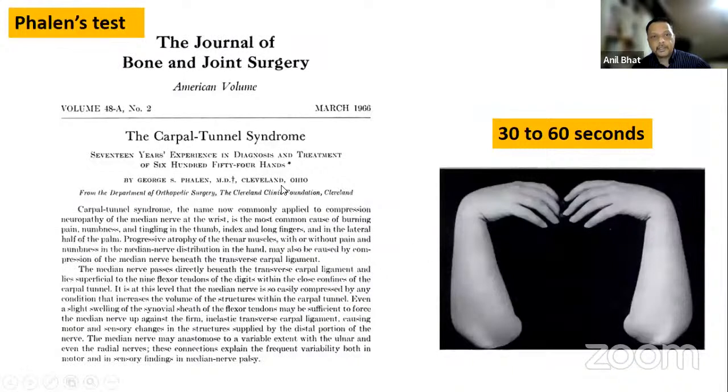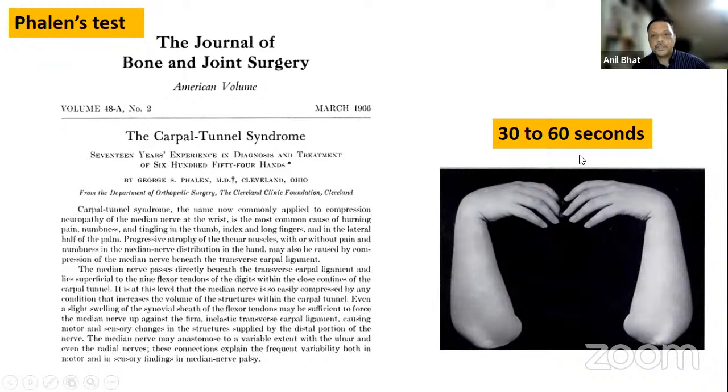Now, if you look at the Phalen's test, this is the original 1966 article of Phalen. And this is the figure which is given there. This is how we need to do the test. A lot of times people do it this way or that way, but this is how we need to: rest the elbow on the table like this, drop the hand like this, and ask the patient to hold it.